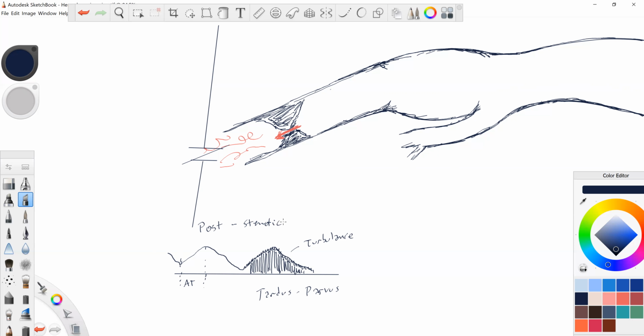At the stenosis itself, well, you may have velocities. I'm not going to draw it. I'm just going to write this.